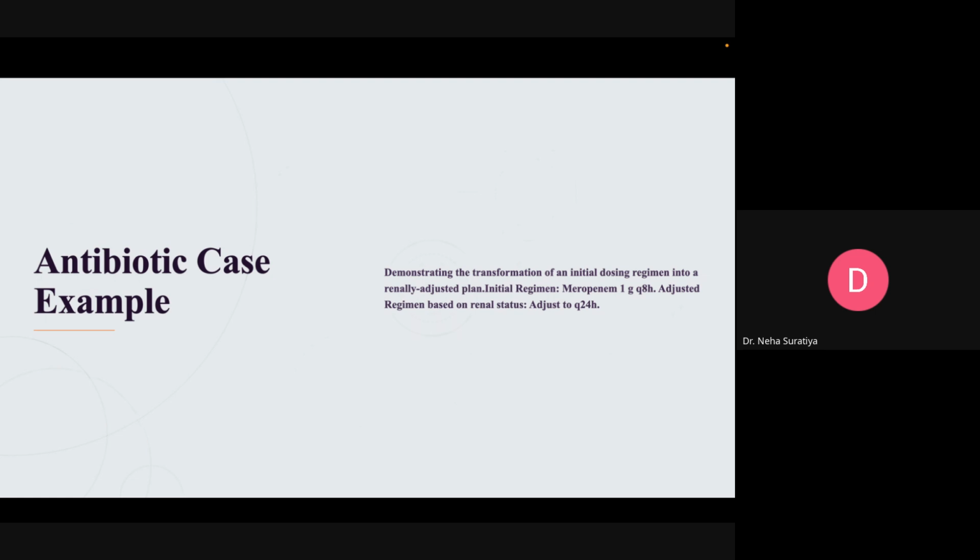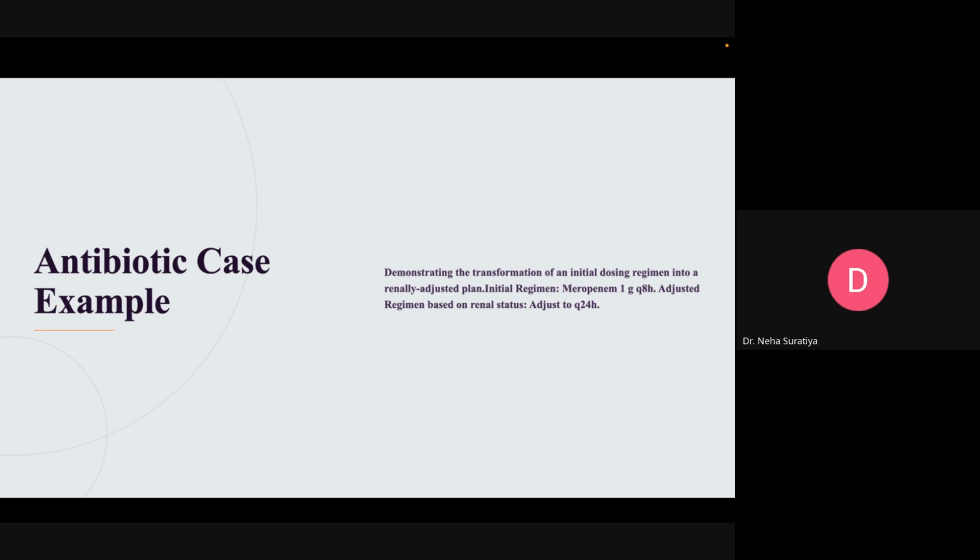Now, see this antibiotic case. This is again very important to understand. Here you will experience clinical decision making by understanding this case. So this is only for your understanding purpose. See, this scenario is very simple. The standard meropenem dose is 1 gram, right? 1 gram every 8 hours.